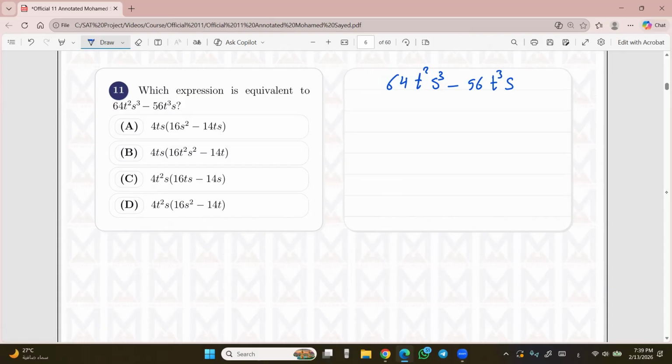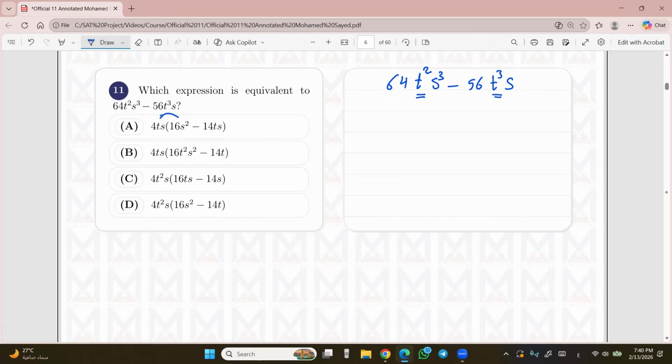Also, if you talk about the letters, you can think about the smallest exponent, which is t to the power of 2, because t to the power of 2 is the one that all of them can be divided by, and also s. However, the options may contain something different. So it's much better to work with the options. Don't start from the question. Start from the options. It's much better here and a time saver.